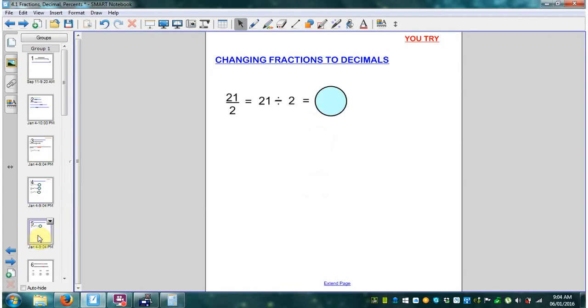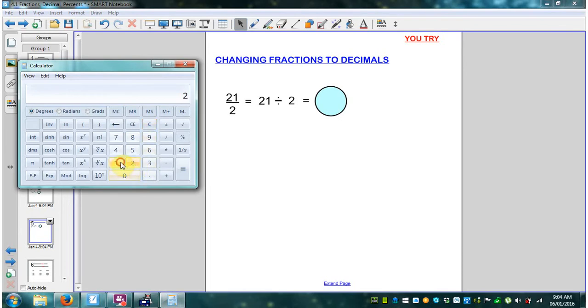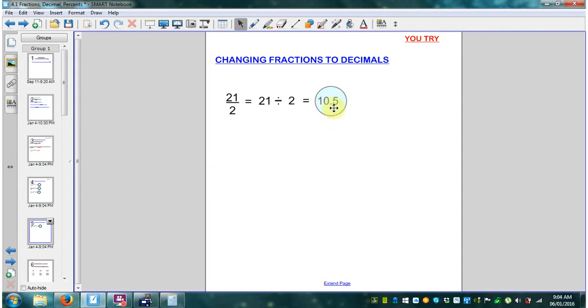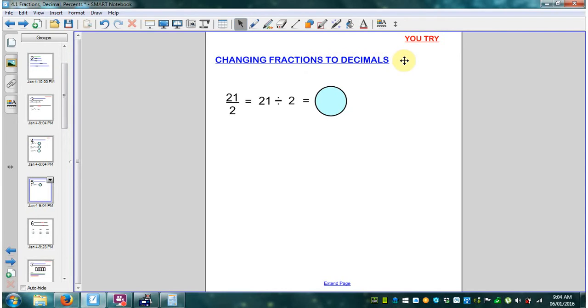Okay, when you're ready, I want you to try this one here now. Now don't be alarmed, this time we have an improper fraction. We have a bigger number on top, smaller number on bottom. Just plug it in, 21 divided by 2 equals 10.5. Still a decimal, doesn't always have to have 0 first. Okay? It's still a decimal and it's still fine. Alright, if you had any questions about changing fractions to decimals, please let me know before we move on. If you're fine with that and using the calculator, we're good to move on to the next section.